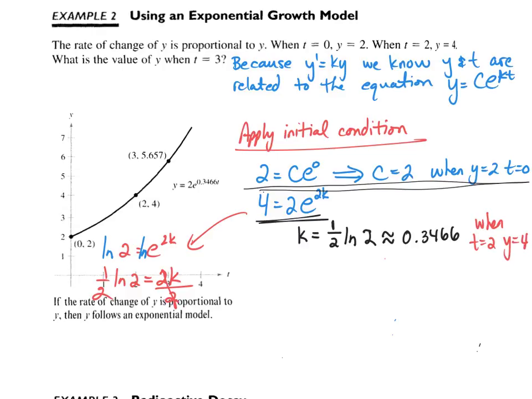And now I can write that general equation. y is approximately c e to the kt, which is 2e to the 0.3466t. That is my general solution.